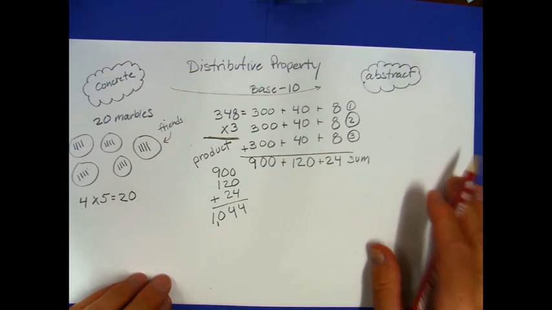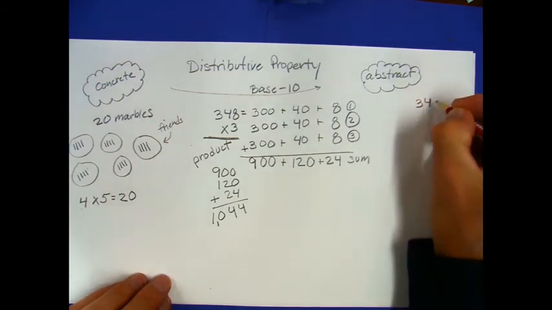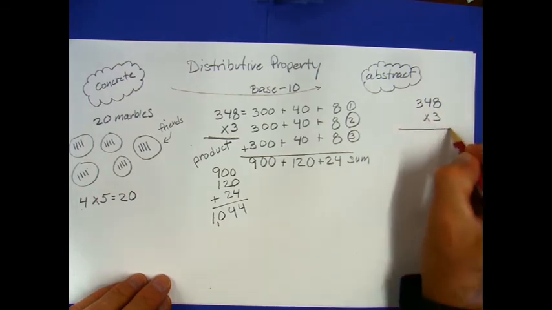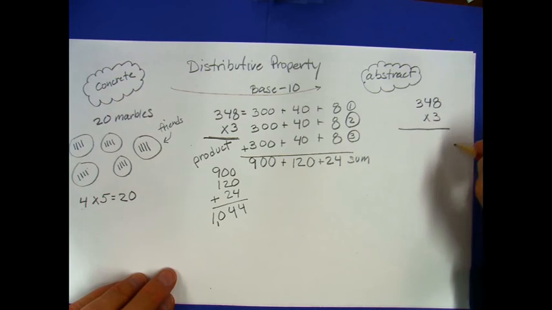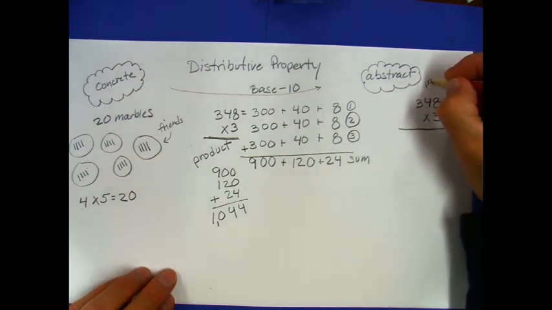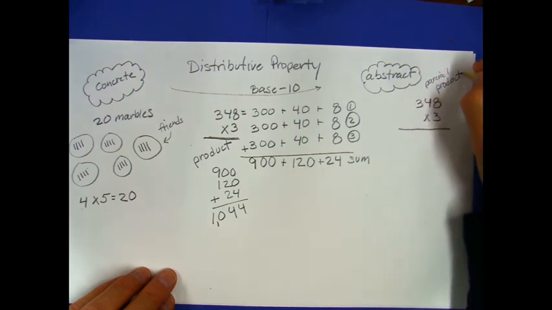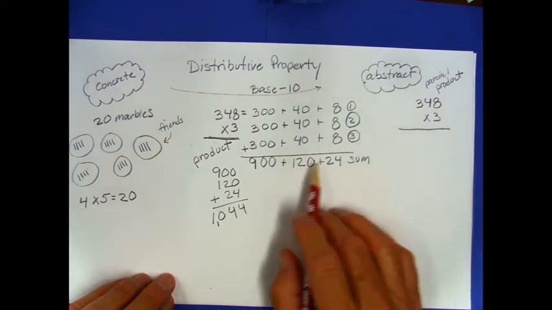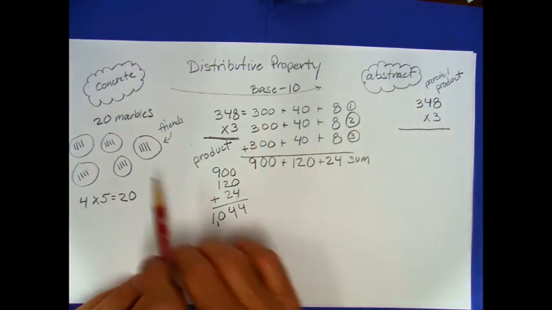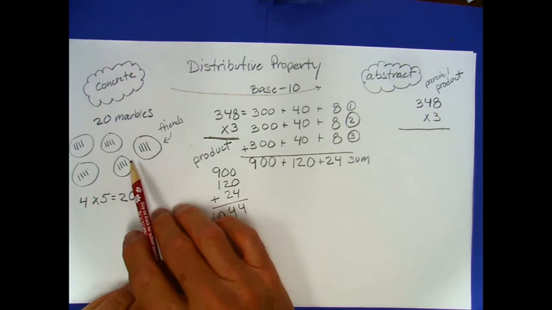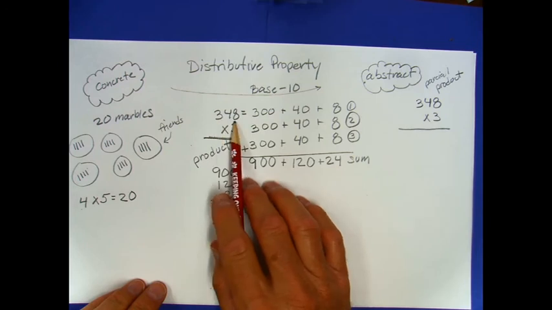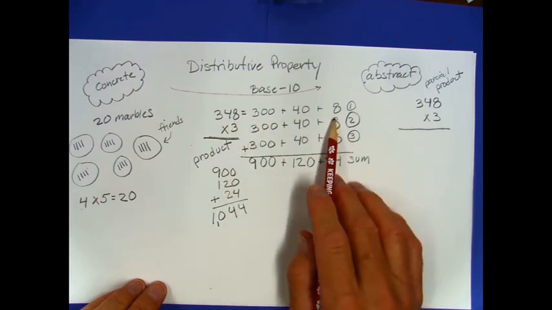And in an abstract model, we're going to take 348 times 3, and we're going to use what was called the partial product method for using multiplication. And you're going to find something very similar, strikingly similar between this example here. We're still doing this in base 10. We're still distributing our standard number over the base 10.